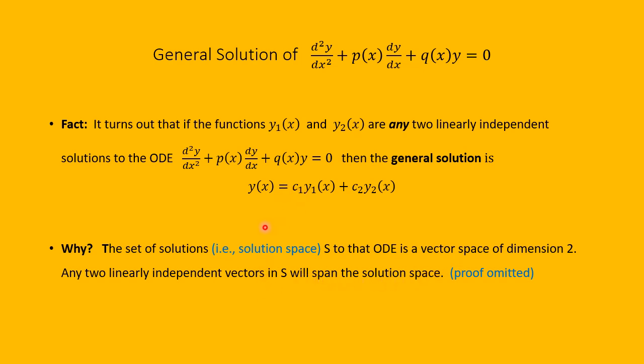So when we have a second order linear homogeneous ordinary differential equation to solve, all we have to do is find two linearly independent solutions, and then we can use those two solutions to write down a formula for the general solution to that differential equation.